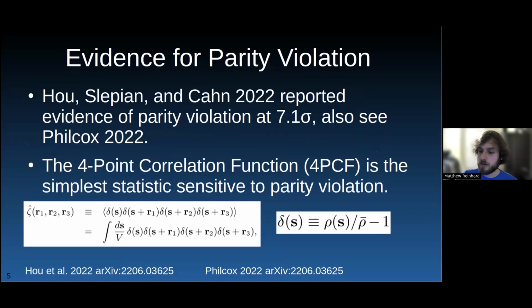sensitive to parity violation. So the 4-point correlation function is defined on the bottom left here as the correlation of the overdensity delta at 4 different spatial locations. And they actually detected parity odd modes in the 4-point correlation function with a detection significance of 7.1 sigma, indicating that the large-scale structure of our universe is not invariant under a parity transformation. And Philcox 2022 also found evidence of parity violation from the 4-point correlation function at a lower statistical significance.